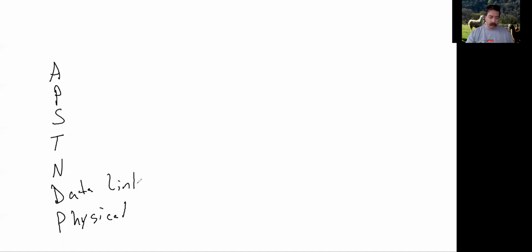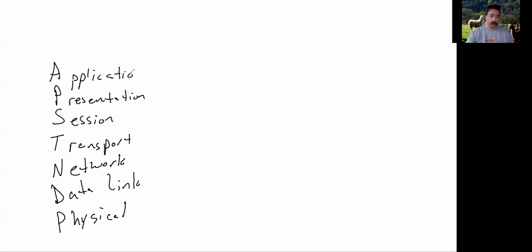So there is a nice mnemonic you can use to remember this. Please do not throw sausage pizza away. Ridiculous, but hopefully easy to remember. So we start off with the physical layer, data link, network, transport, session, presentation, and application.